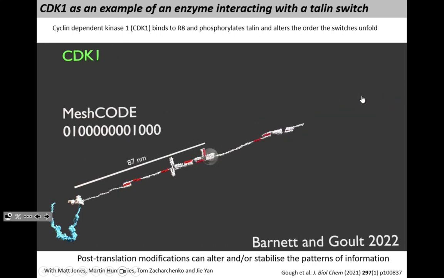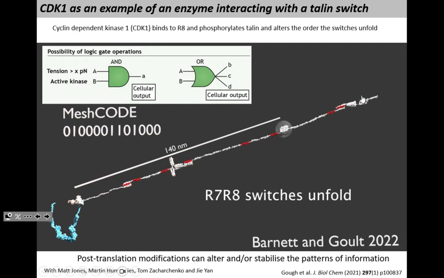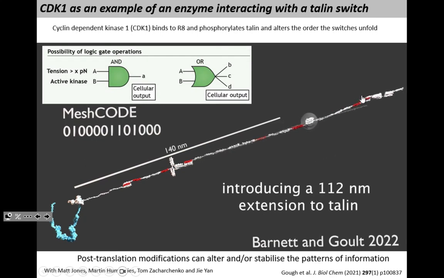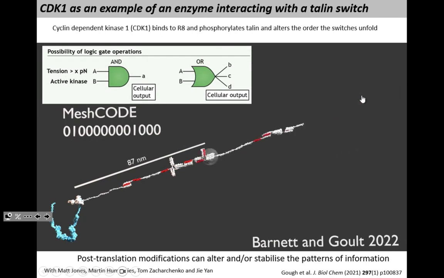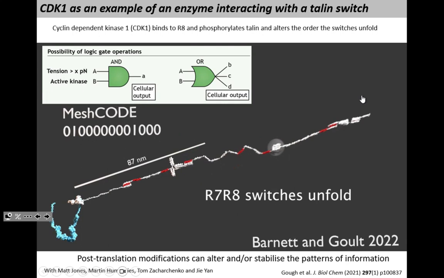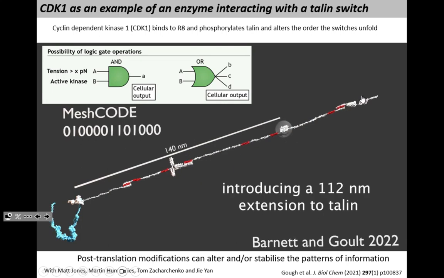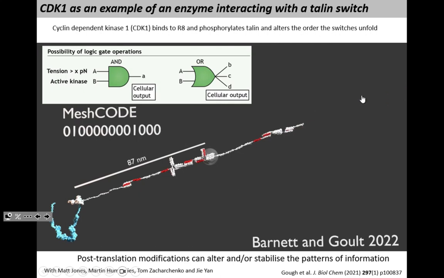So the geometry and the dimensions of this whole system will change as a function of these enzymes which are decorating it. But what that also leads to, and I'm trying to get more into this computational framework, is that if you've got an active kinase and you've got tension, then this will cause a 112 nanometer extension. If you've just got an active kinase, it will phosphorylate lots of things around it. And if you've just got tension, it will unfold the next weakest switch. So this is logic gate operations acting on a single molecule, in my opinion.